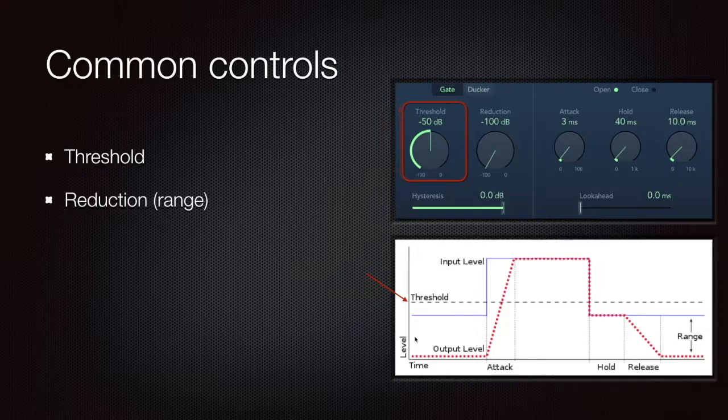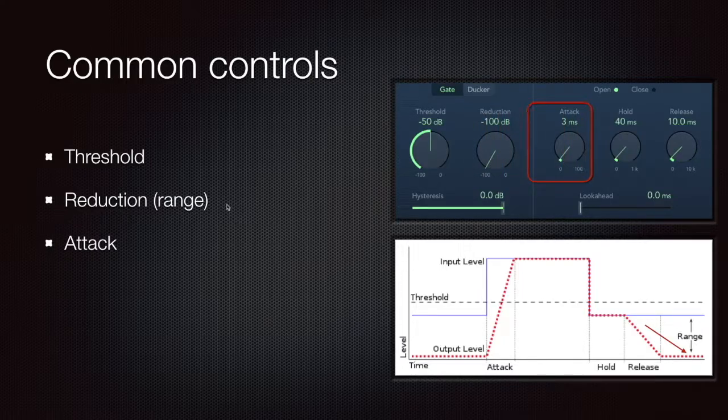Then we have the reduction. Reduction, also known as range control, allows me to adjust how silent I want my channel. I mean, I could totally mute my channel or only reduce the background noise. So it's up to this control, the reduction.